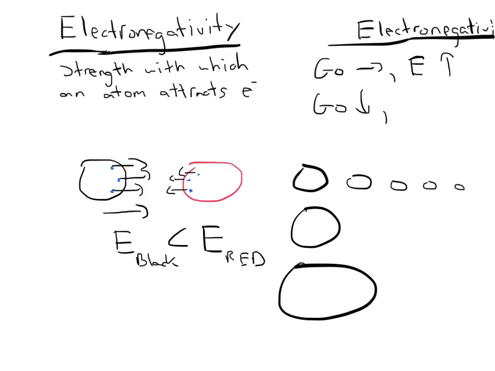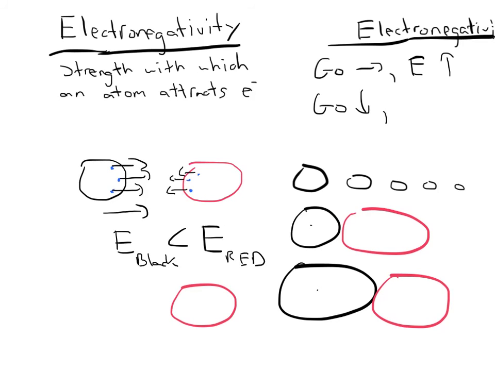And then as you go down, right, the atoms are getting bigger and bigger. Now the nucleus is in the middle. Here's an atom, and let's say there's another atom over here. The nucleus of this atom is much closer to the electrons than the nucleus of this atom. So this atom is stronger at pulling electrons than this atom. So as you go down and the atoms get bigger, electronegativity decreases.